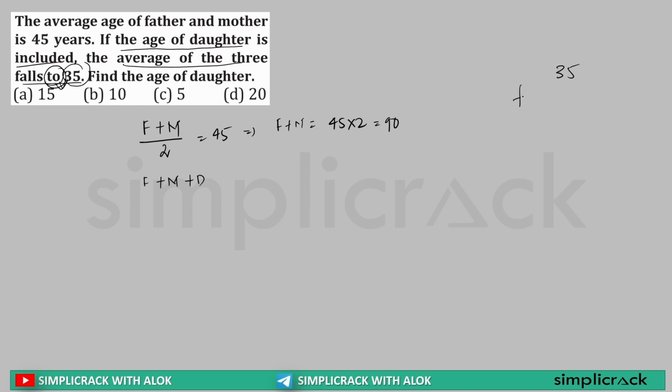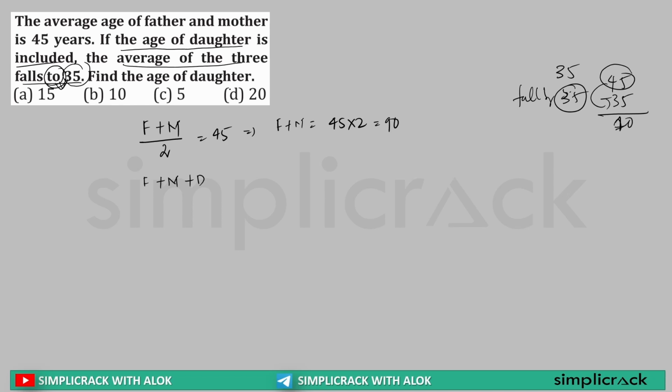If I say fall by 35, that means what? Previously their average was 45. Falls by 35 means 45 minus 35, it is dropped by 35. So the new average is 10. So you need to understand this language properly.